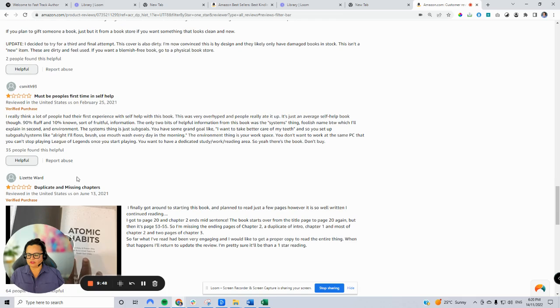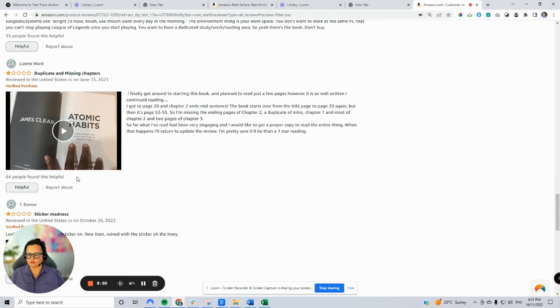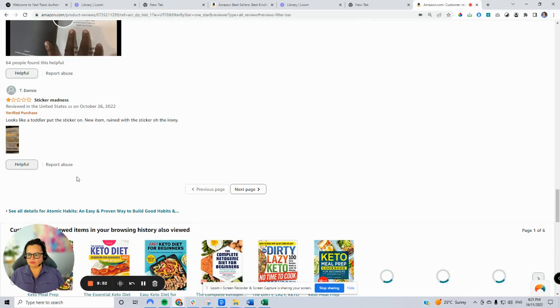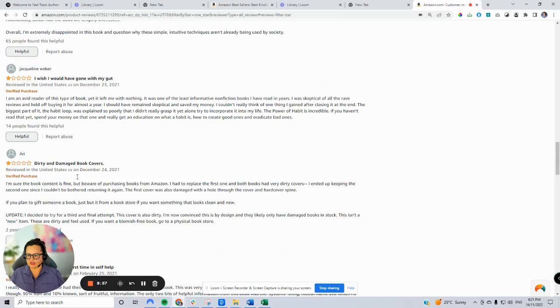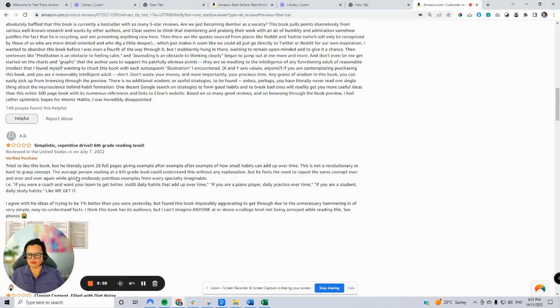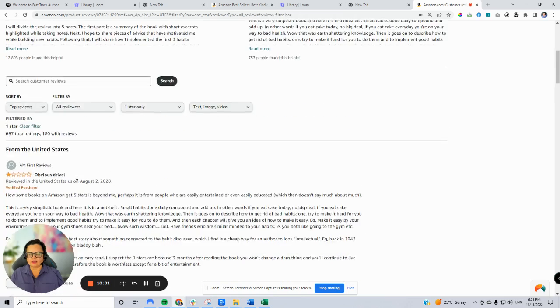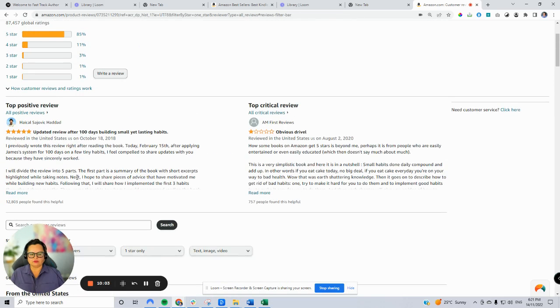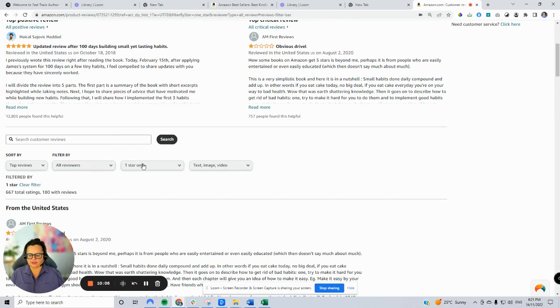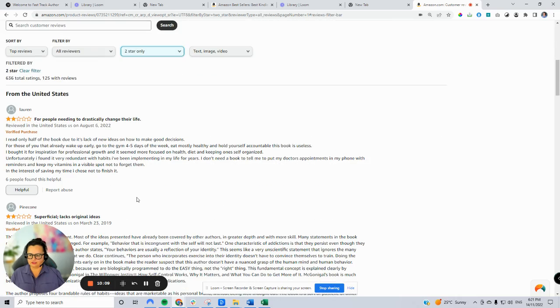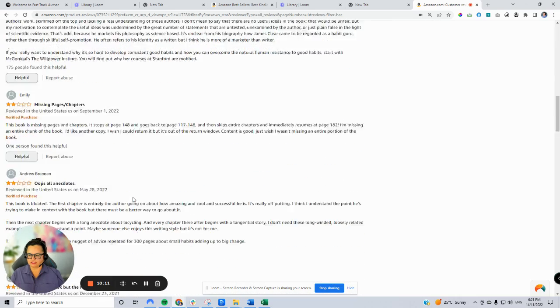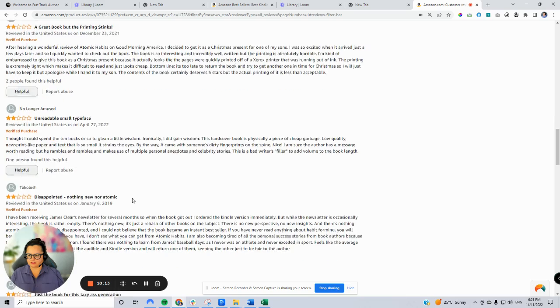Dirty, damaged book cover. So some people are commenting on the quality of the print in the book, and other people are complaining about the actual quality of the content. So you can take some of it with a grain of salt. Let's have a look at the 2-star. Superficial, lacks ideas, missing pages, lots of anecdotes.